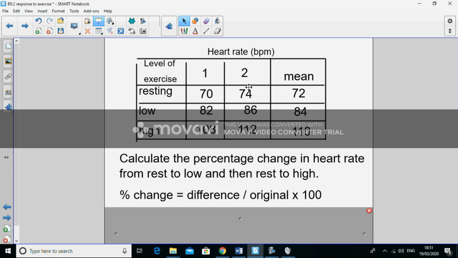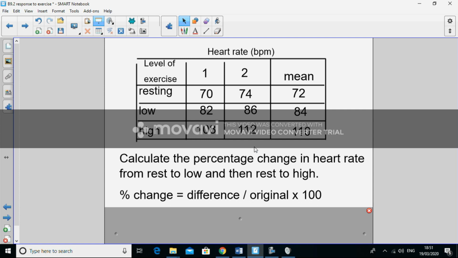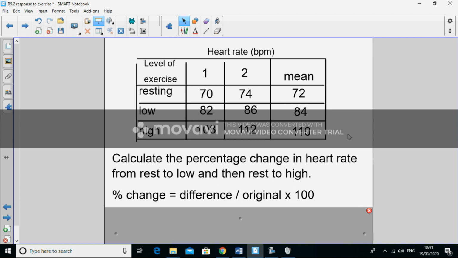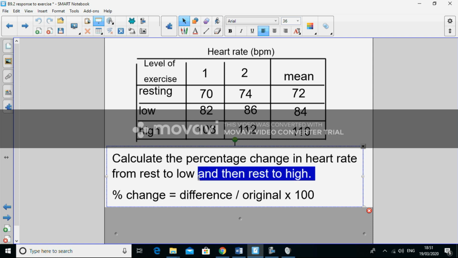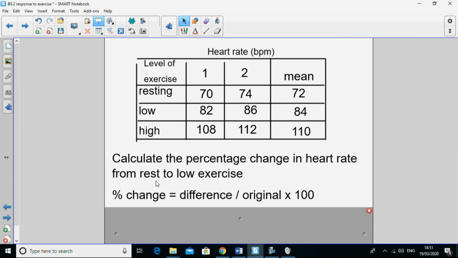The second person, here we are, and what I should have done is block this off and got you to calculate the mean. I've messed up. You'll have to just remember, to calculate the mean you add up, then divide by how many you have. Quick sum for you. Can you please calculate the percentage change in heart rate from rest, let's just do this simply, to low exercise levels. So calculate the percentage change, please. I'll get you to pause that whilst you're doing it.